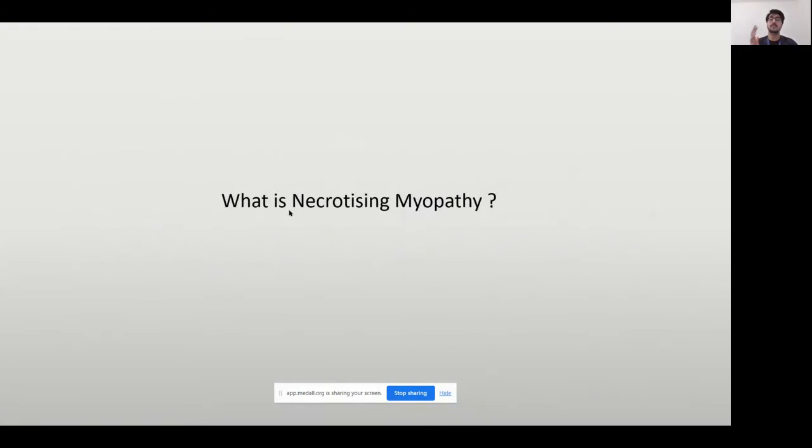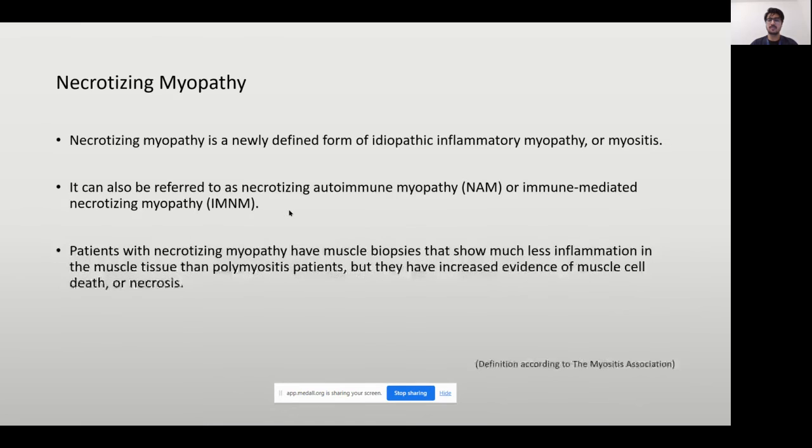Now, what is necrotizing myopathy? This is basically what the report found: acute necrotizing myopathy on the deltoid muscle biopsy result. Now, what is necrotizing myopathy, why is it important in neuromuscular disorders, and what are the objectives that we should learn from this case?